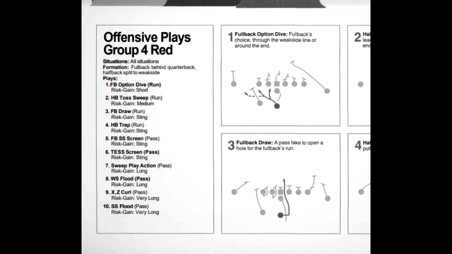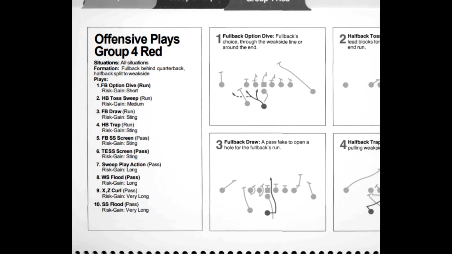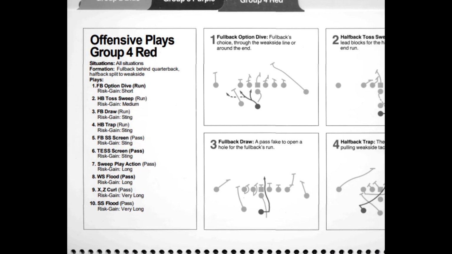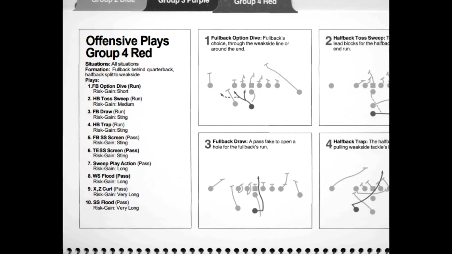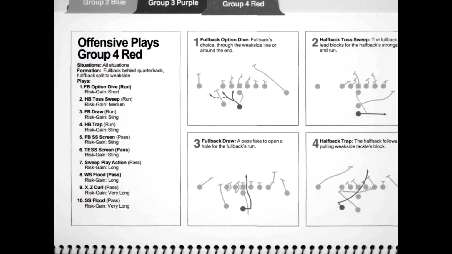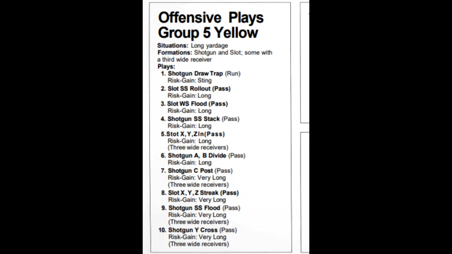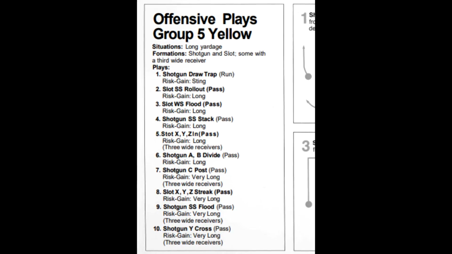A lot of times what you want to do in this situation, when you have the halfback behind, is hand it off to the halfback and let the fullback kind of block a path there. That's often the idea, but a lot of these can be passing plays and stuff like that. Last group, I believe. Yes, the last group for the offensive plays would be yellow.